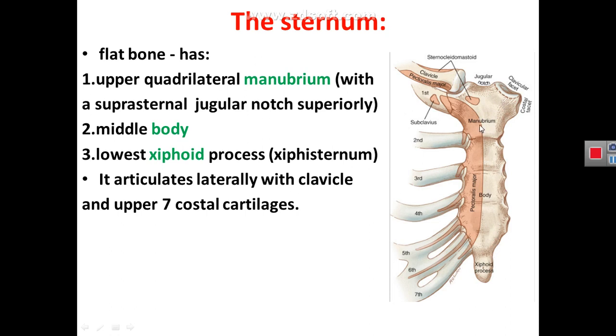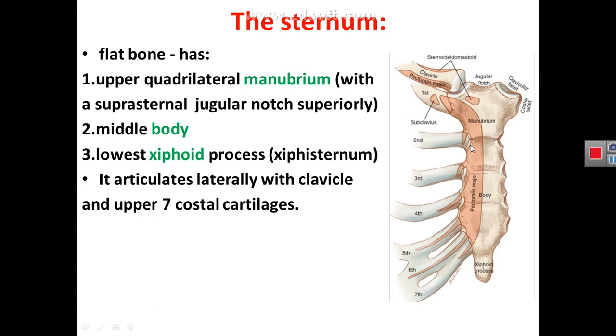The manubrium is quadrilateral. Its upper border is formed by the jugular notch in the middle, and on the sides of this jugular notch are facets for articulation with the clavicle, while the lateral border of the manubrium articulates with the first costal cartilage and with the upper part of the second costal cartilage. The lower border of the manubrium articulates with the body of the sternum.